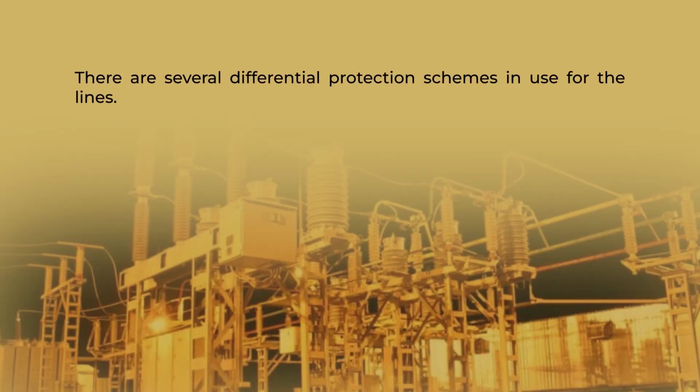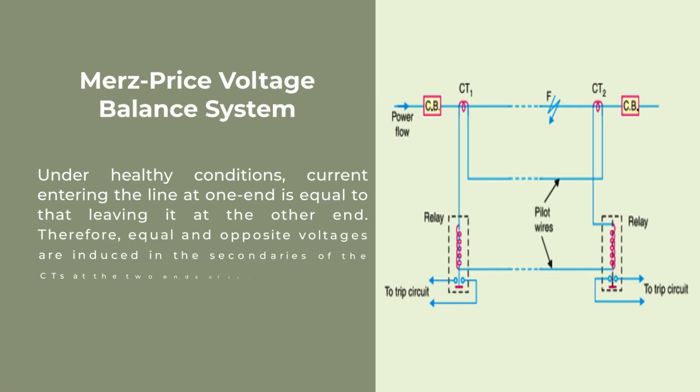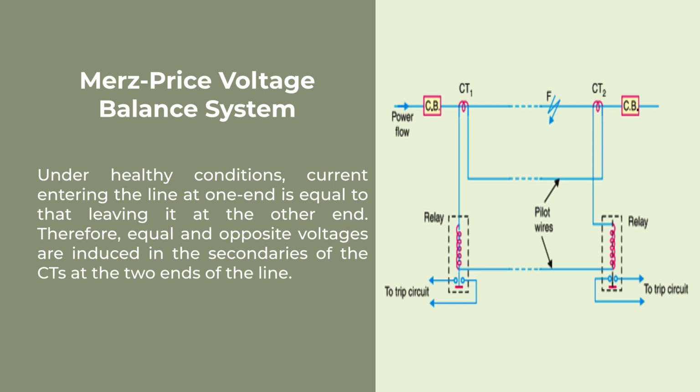There are several differential protection pilot wire schemes available for transmission line. Here we cover the Merz-Price voltage balance system for differential protection. The figure shows the single line diagram for the Merz-Price voltage balance system for the protection of a three-phase line. Identical current transformers are placed in each phase at both ends of the line. The pair of CTs in each line is connected in series with a relay in such a way that under normal condition their secondary voltages are equal and opposite. It means they balance each other.